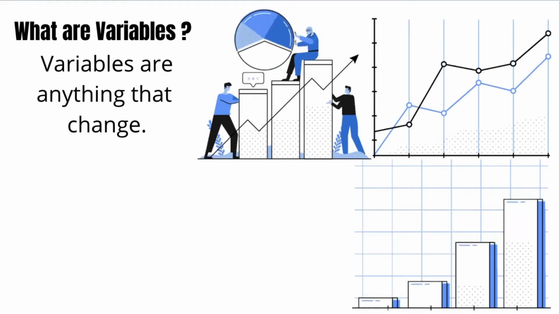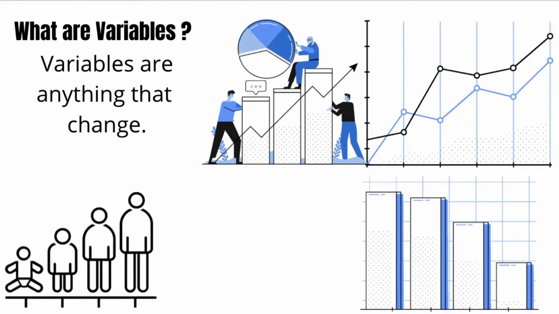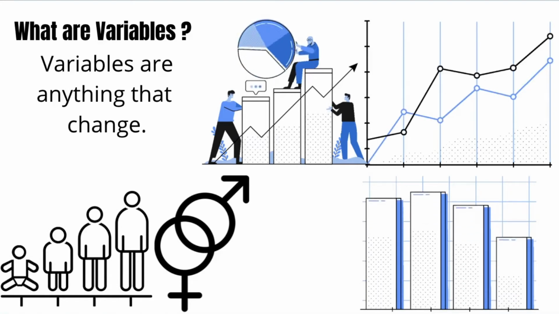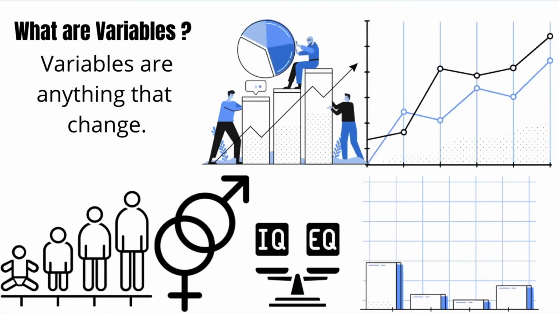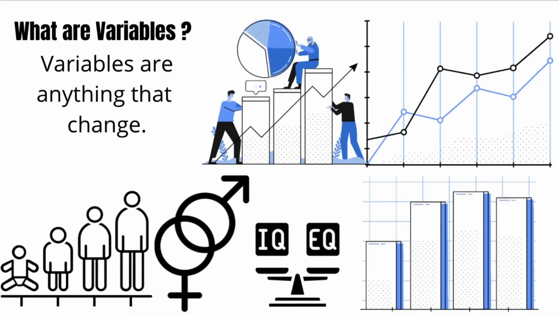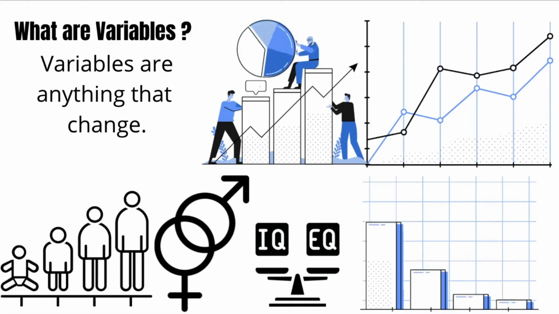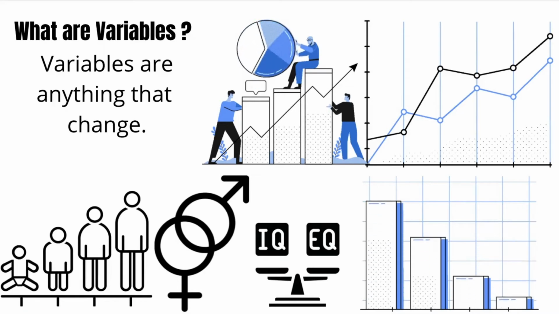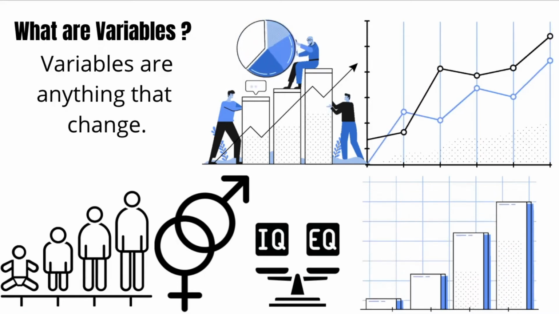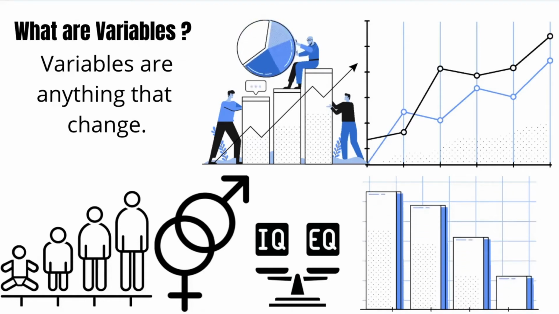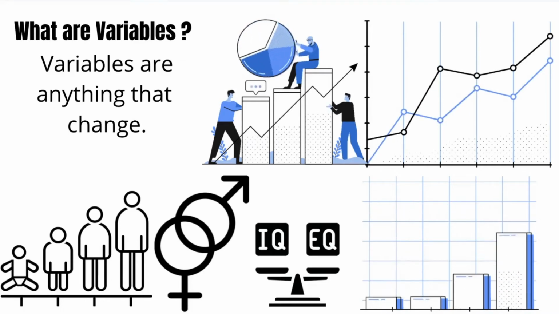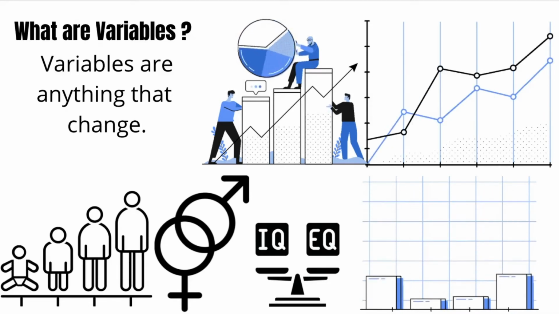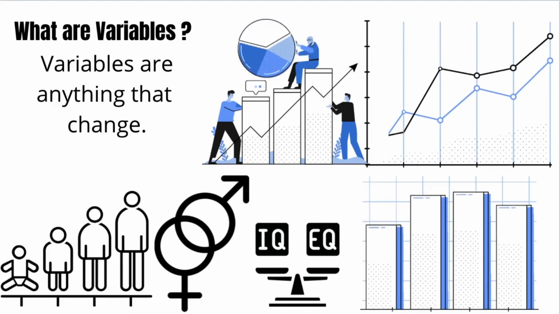Some examples of variables include gender, or one's age, or the concept of intelligence quotient or emotional quotient, etc. Why are these variables? Because simply they are things that we can measure and record, and they are things that vary from one situation to another, or from one participant to another. So this, hopefully, in short, gives us a clear understanding of what variables are. They are anything that changes, and they are the main focus of interest. Let's now move forward to learn about the main characteristics of variables.